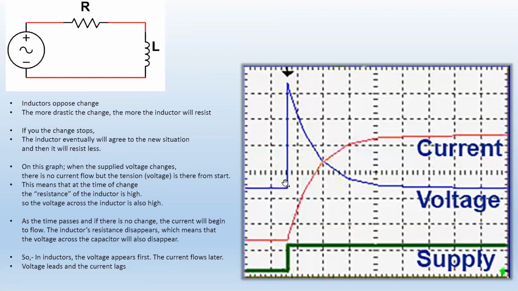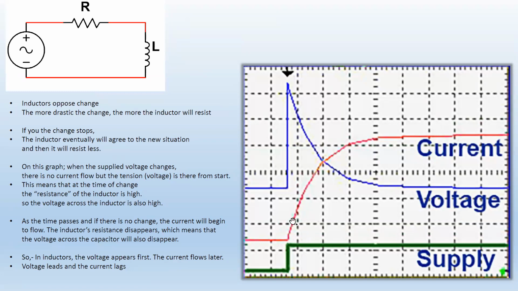I'm going to resist. So I'm going to act as an open circuit. Which means I'm going to have voltage across the coil. Boom, maximum voltage. But then nothing changes. Coil says, okay, if you stay that way, I'm going to play nice with you. All right, I'll be good to you. So I'll let the current through.